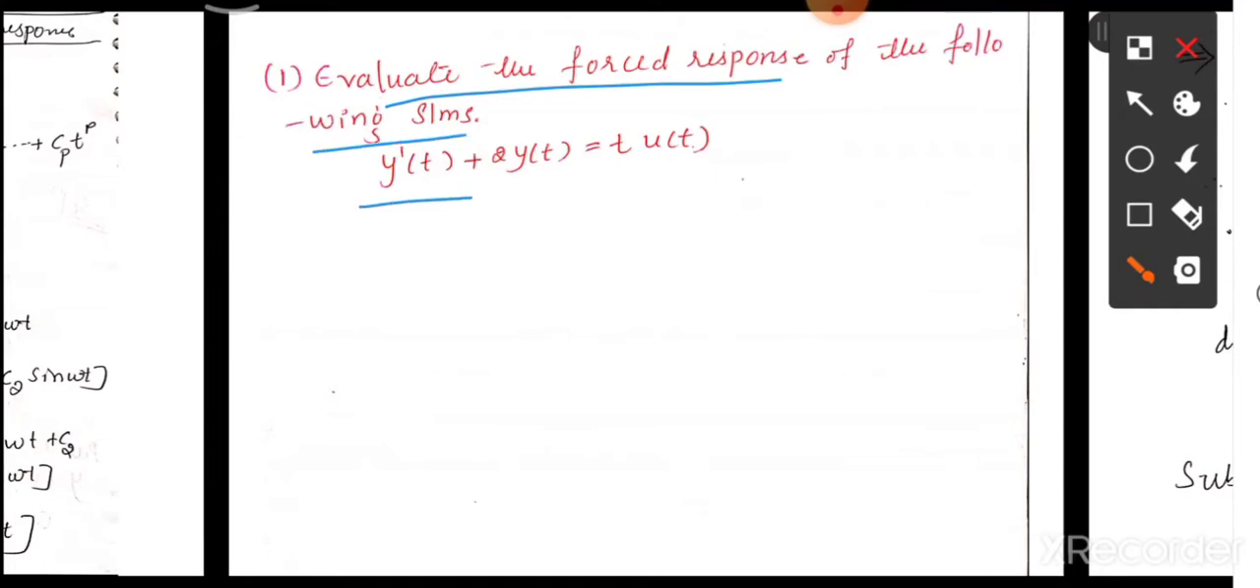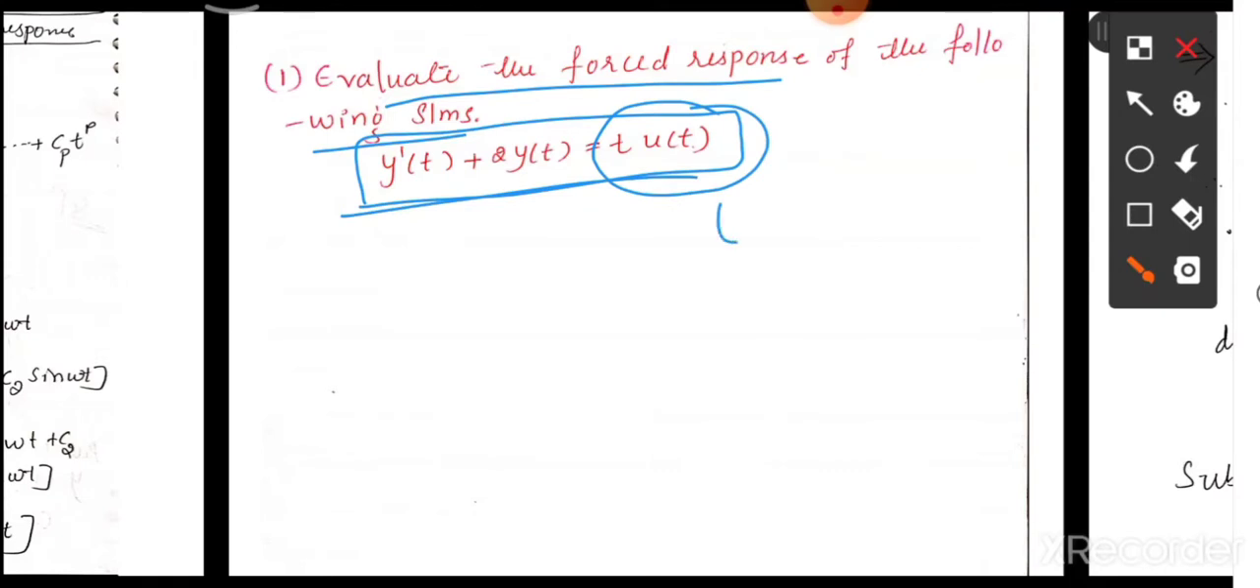They have given a differential equation, that is y dash of t plus 2 y of t equal to t u of t. So this is our given differential equation. This is our input, that is, input is equal to t into u of t, which is nothing but your t only, right? Input is t. So now your forced response will be entirely dependent on this input, that is t.